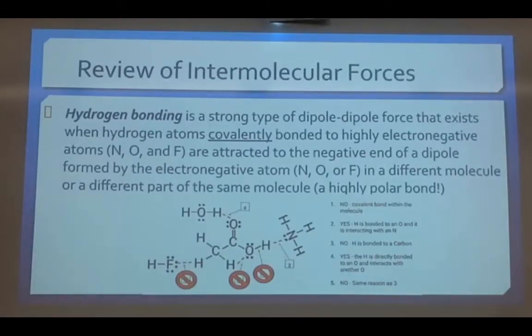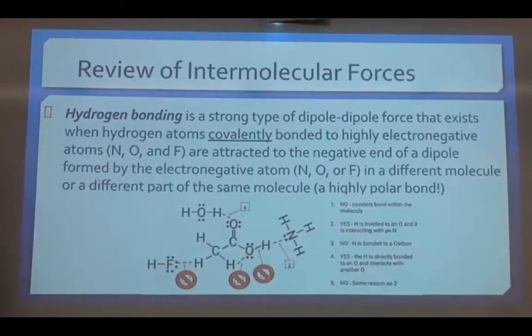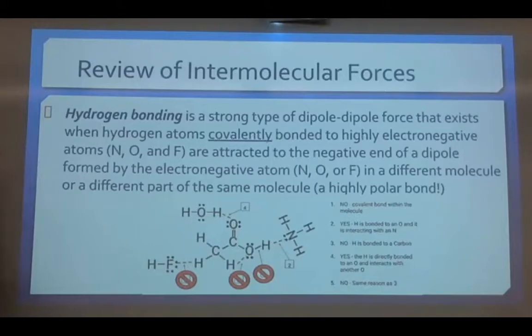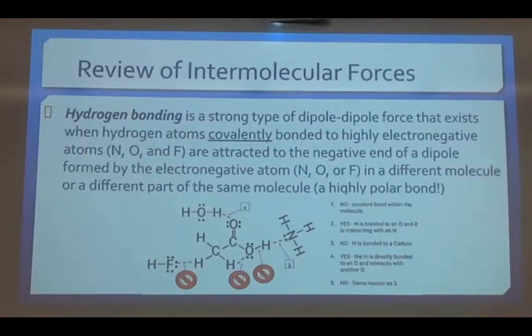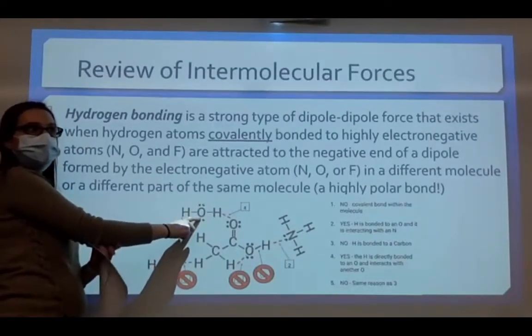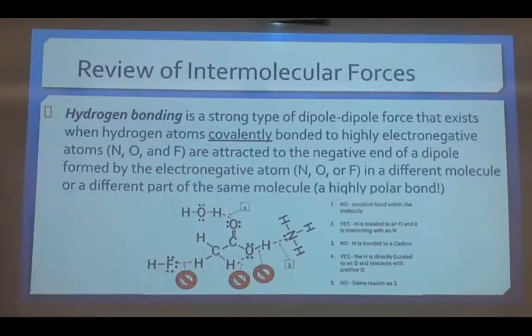In order for it to be hydrogen bonds, remember it's an attraction. It's a dotted line. A solid line is a bond. That's a covalent bond. Dotted line is an intermolecular force. A hydrogen bond is an intermolecular force. So in order for it to be hydrogen bonding, you need hydrogen covalently bonded to N, O, or F, and that hydrogen is attracted to N, O, or F in a different molecule.